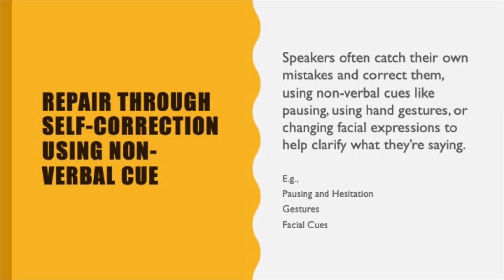This could be done, for example, through pausing and hesitation. A speaker might pause mid-sentence after realizing they have misspoken, perhaps averting their gaze or touching their face as they gather their thoughts. In addition, repair can also be achieved through gestures. For example, with hand movements like waving off a previous statement or using their hands to explain something more clearly that can reinforce verbal corrections. This could also be done through facial cues. In fact, a change in facial expression, like a brief look of frustration or realization, can accompany a verbal correction.